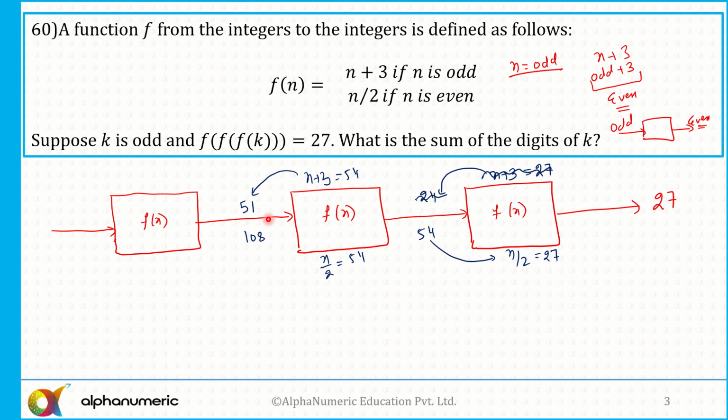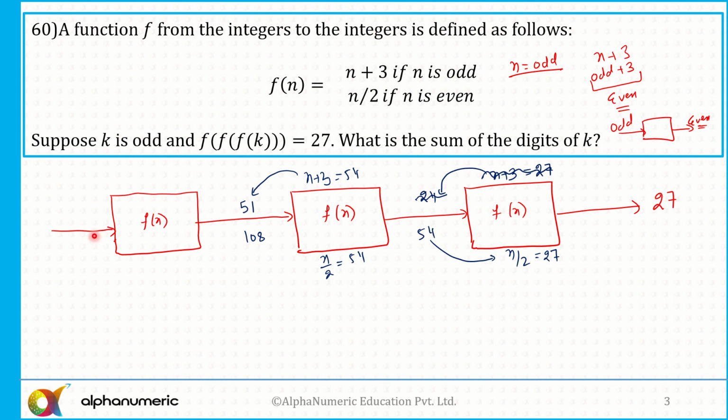Why? If it is 51, then 51 is an odd number, so it will pass through n plus 3. So 51 plus 3, I'll get 54 here. And if it is 108, which is an even number, it will become n by 2. So 108 by 2 is 54. So in the second machine, if I put 51 or 108, either of these two values, the output of the second machine is 54. And this output will become the input of the last machine, and I'll get 27. So both these values are possible here.